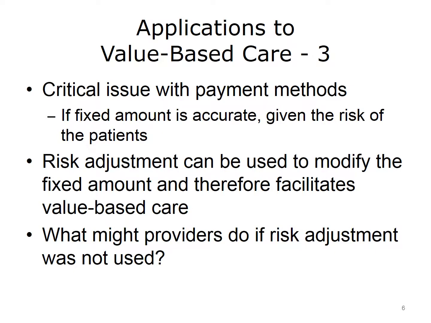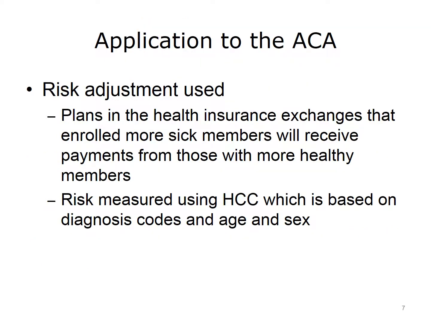A critical issue with these payment methods is whether the fixed amount is accurate, given the risk of the patients. Risk adjustment can be used to modify the fixed amount and therefore facilitates value-based care. What might providers do if risk adjustment was not used? Providers may try to avoid sicker patients because they would be more costly to treat for the same fixed payment amount. The Affordable Care Act, or ACA, involves risk adjustment. Risk adjustment is used so plans in the health insurance exchanges that enroll more sick members will receive payments from those with more healthy members.